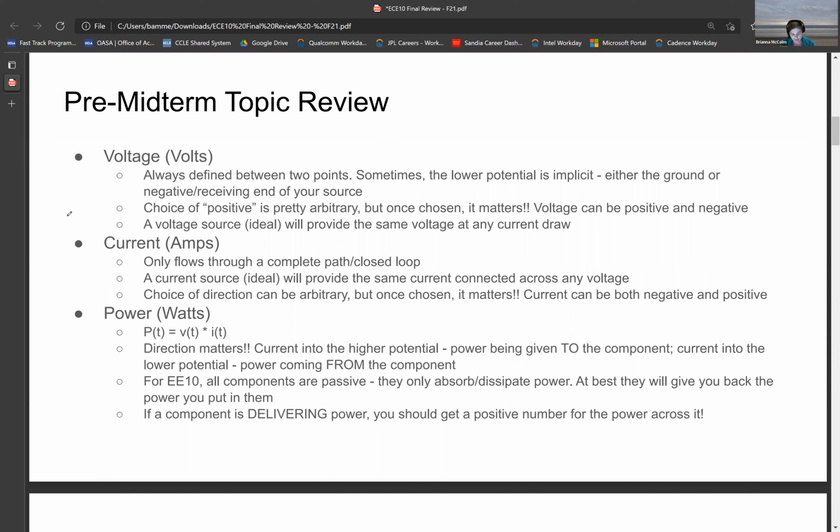And then power is the product of voltage and current. It is a time-dependent component when you have time-dependent voltages and currents. And again, direction matters. If you're looking at a component that is delivering or absorbing power, you want to make sure that you're getting the correct sign for your result. So for example, if you have a voltage source and it's delivering voltage to the circuit, you don't want to end up with a sign that would indicate that the source is absorbing power, because the result that you get should match with the physical reality of the circuit.